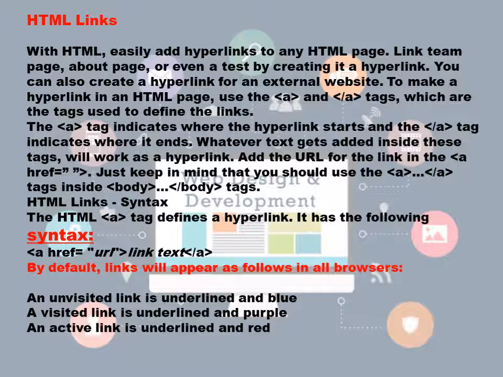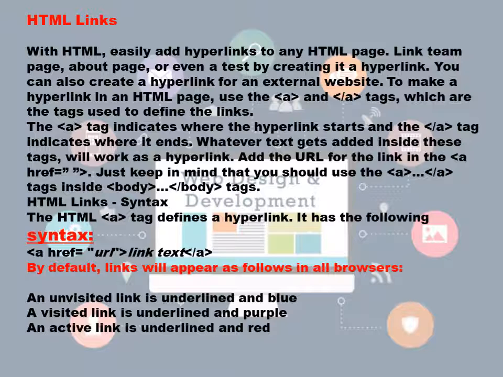Add the URL for the link in the href. Okay, so for the anchor tag, href is the attribute. It is the important attribute where we are providing the address, means which page or which website is going to open after clicking on the link area. Just keep in mind that you should use the opening and the closing anchor tag inside the opening and the closing of the body tags. So when you write the anchor tag, it should be between the opening and the closing of the body tags.